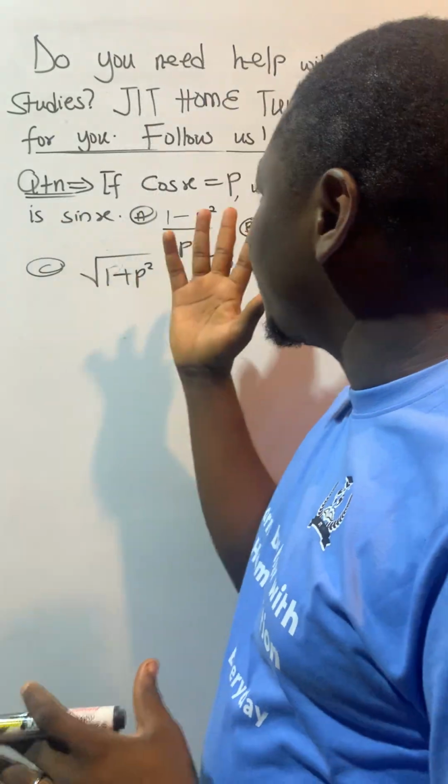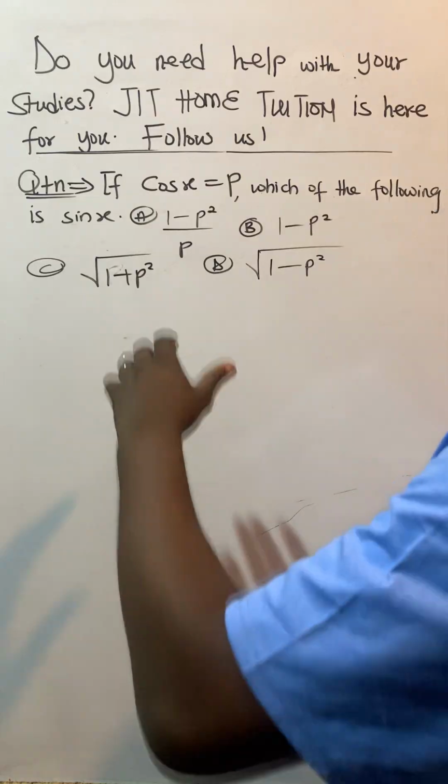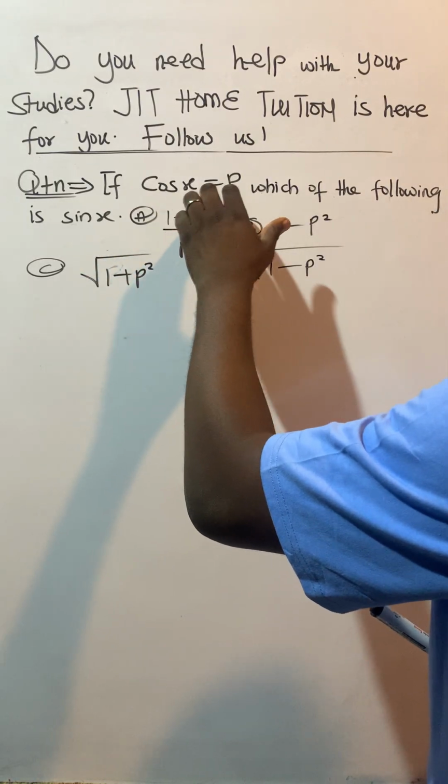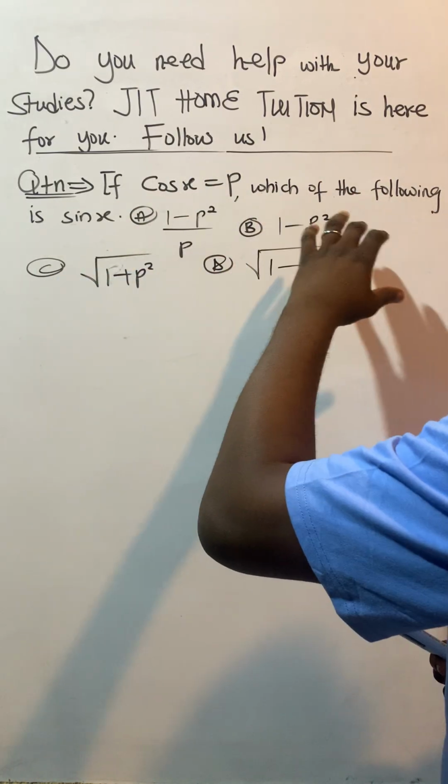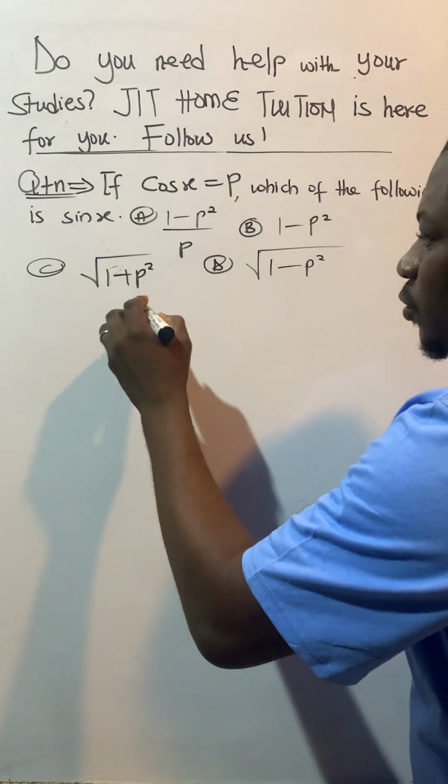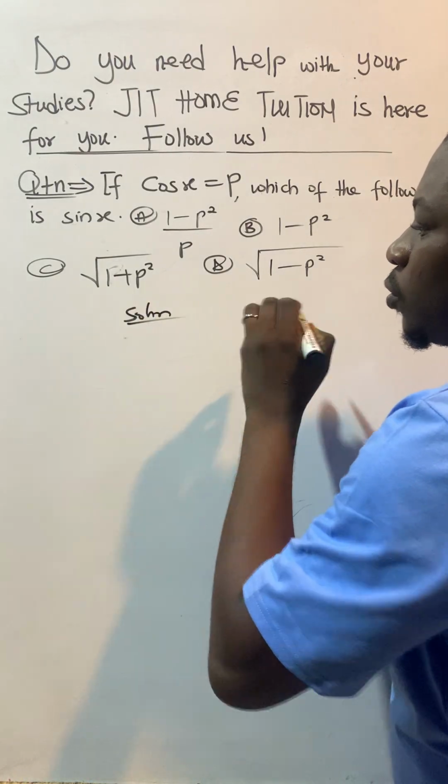So today we have this question on the board to solve. The question says that if cos x is equal to p, which of the following is sine x? Alright, so now let's quickly solve it.